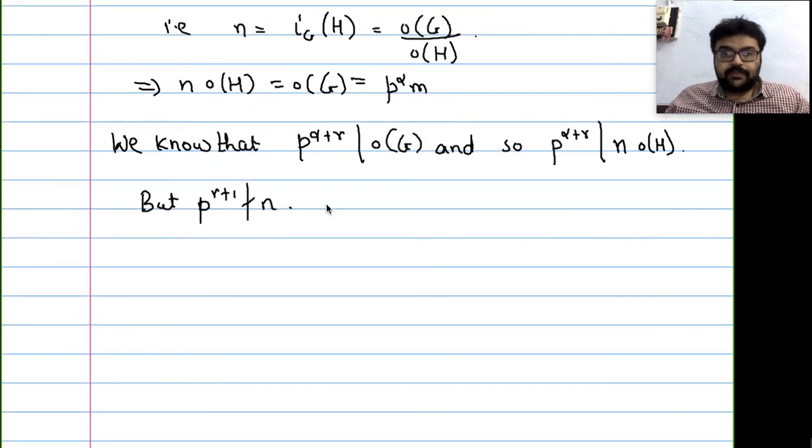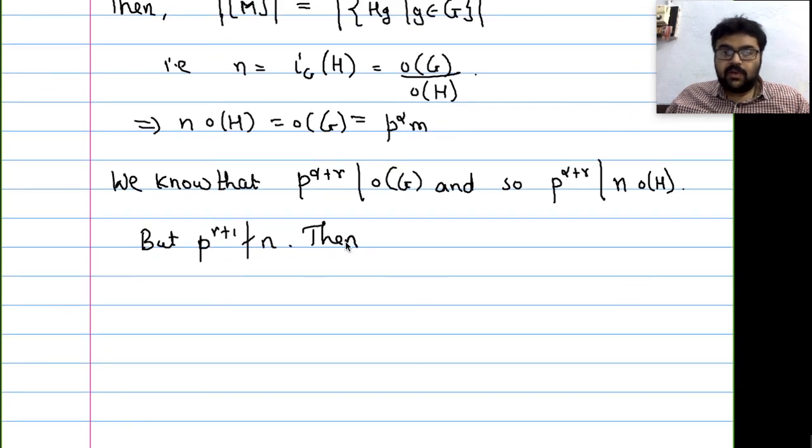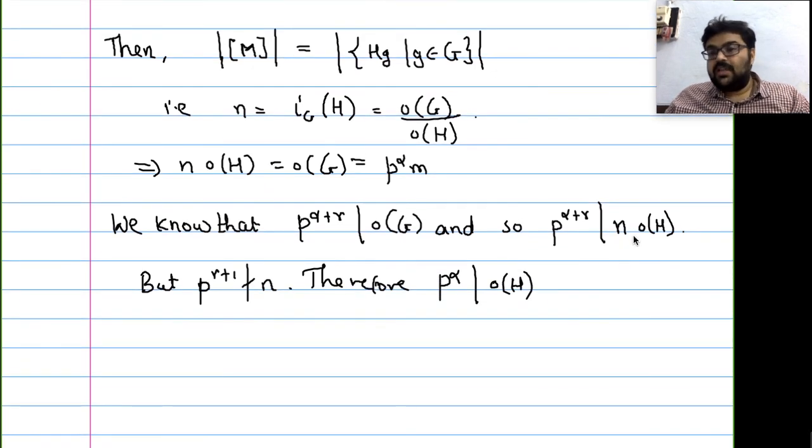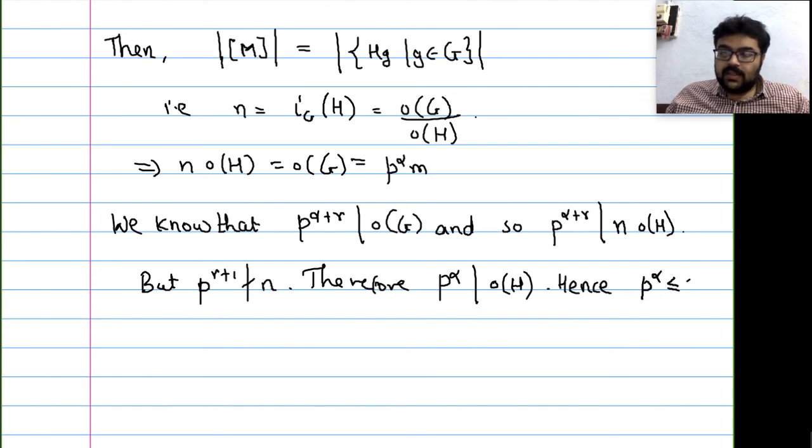And so hence, I can write therefore P power alpha divides order of H. Because the product divides n, so total power should come from this product. But n has maximum R. P power R plus 1 certainly does not divide n. Therefore alpha at least, whatever the remaining it should be. So then hence we have P power alpha is less than or equal to order of H.